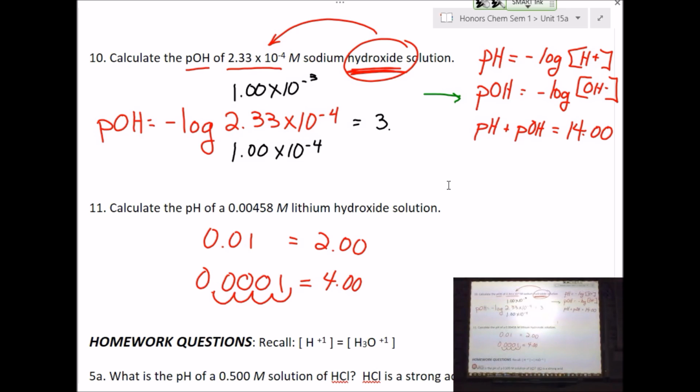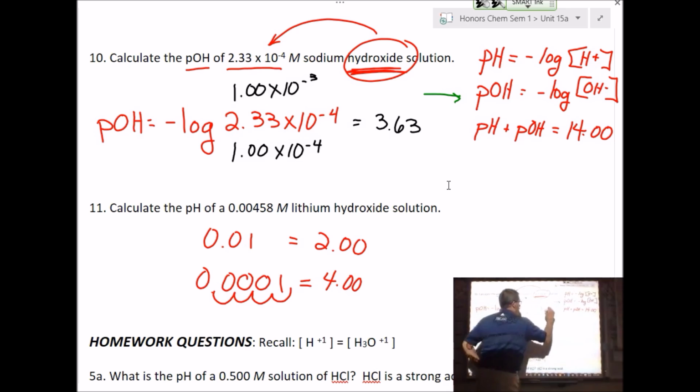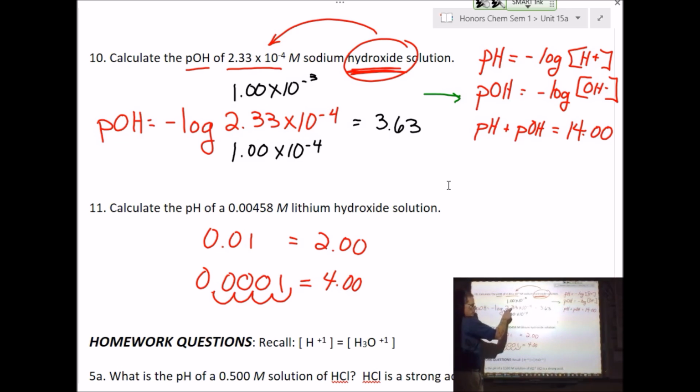6.3? Okay. And here's the reason why. Is 2.33 times 10 to the negative 4 bigger or smaller than 1.00 times 10 to the negative 4? Bigger. That number's bigger. Is 2.33 times 10 to the negative 4 bigger or smaller than 1.0 times 10 to the negative 3? Smaller. So that means that it falls between 3 and 4, which means that's a good number. So that's a check you can do.